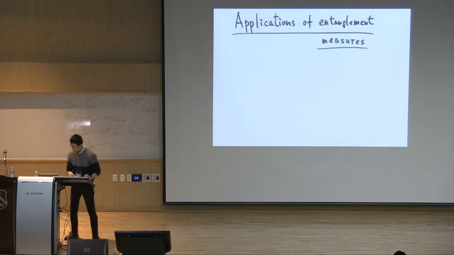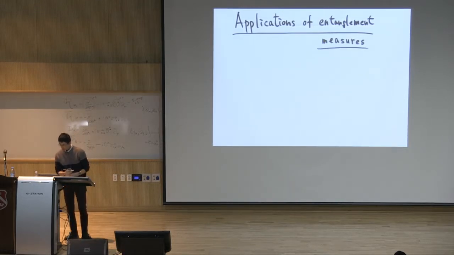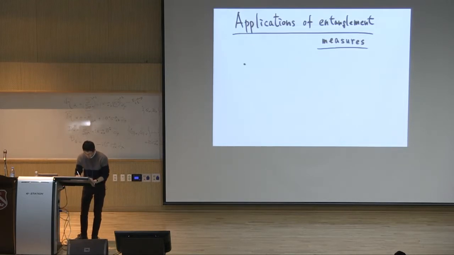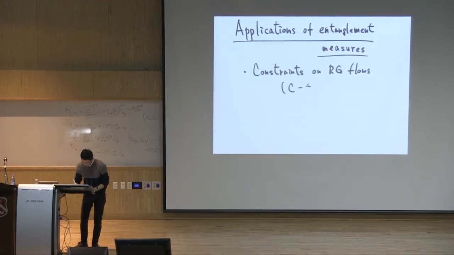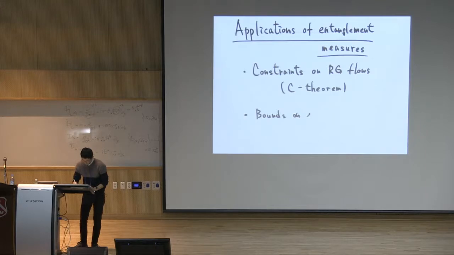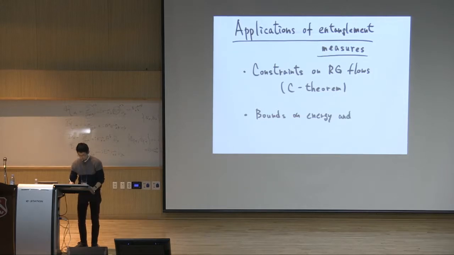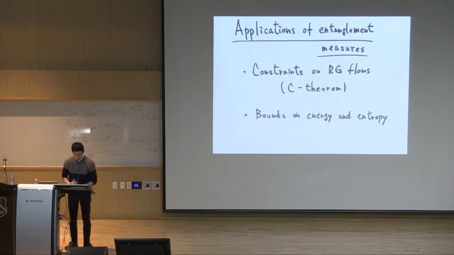So basically, if I have time, I want to give you two applications. One is the constraints on RG flows, namely the C-theorem. The other is the application to deriving bounds on energy and entropy. Okay, so let me start with the first one, constraints on RG flows.